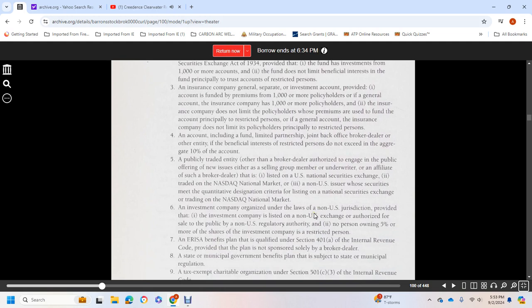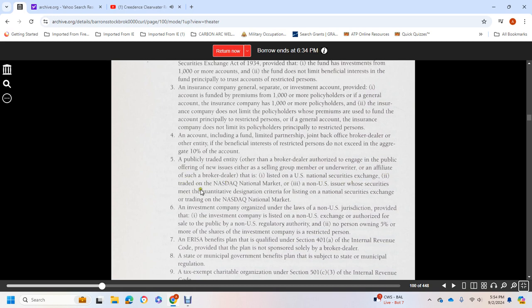Four: an account, including a fund, limited partnership, joint back office, broker, dealer, or other entity, provided the beneficial interest of restricted persons does not exceed an aggregate of 10% of the account. Publicly traded entities, other than a broker-dealer or an affiliate of a broker-dealer, that are authorized to engage in public offerings of new issues, with a selling group member or underwriter affiliated with such broker-dealer, and that are listed on a U.S. national securities exchange, traded on the NASDAQ National Market, or non-U.S.